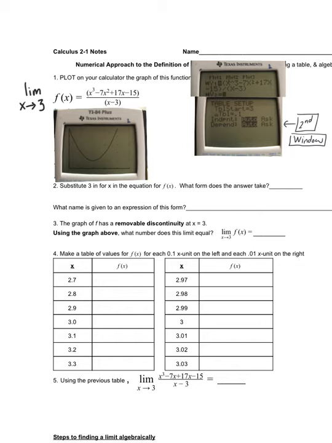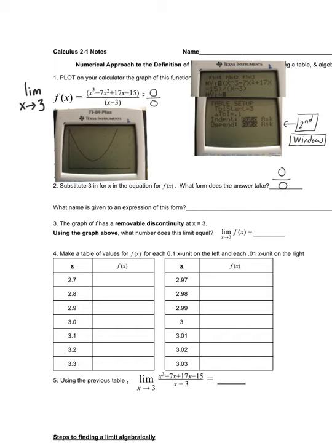All right, number 2. If we substitute 3 in for x into the equation, what form does the answer take? Well, if I plug in a 3 on top, that is going to give me a 0. And if I plug in a 3 on the bottom, that's pretty obvious, 3 minus 3 is 0. So that gives us 0 over 0.